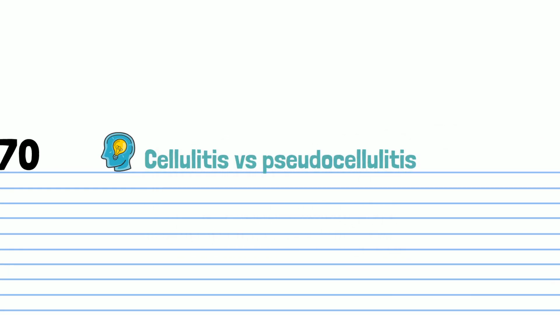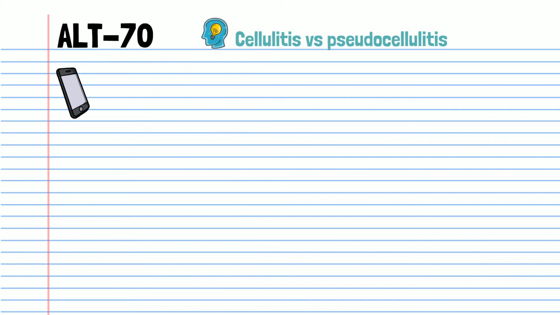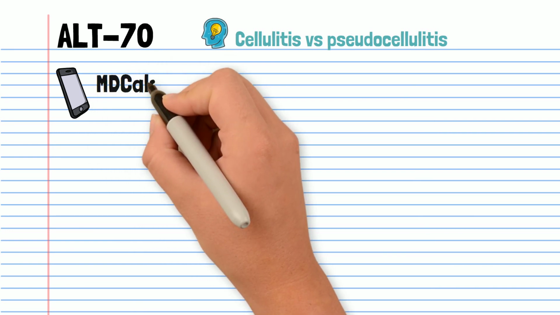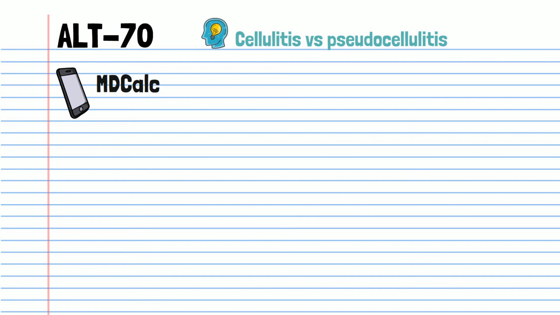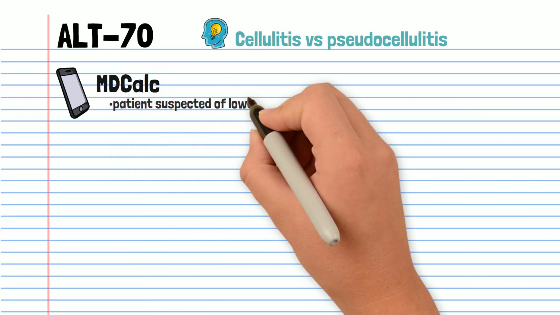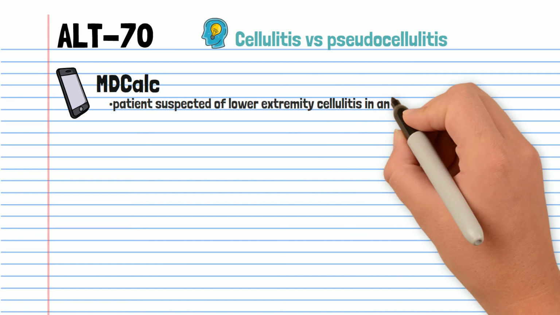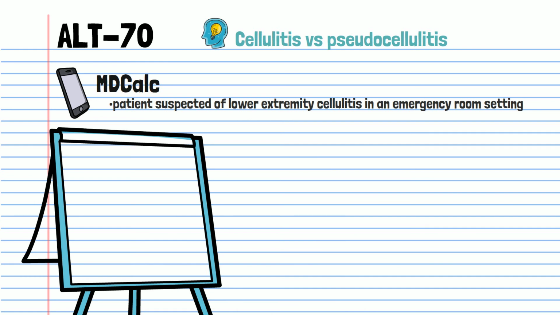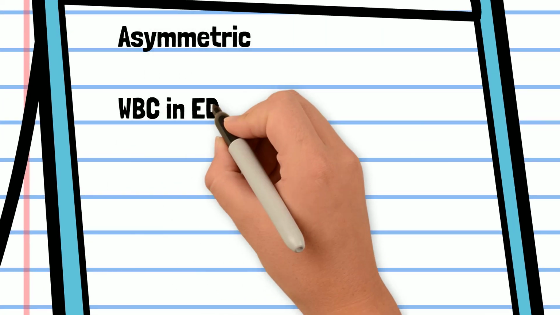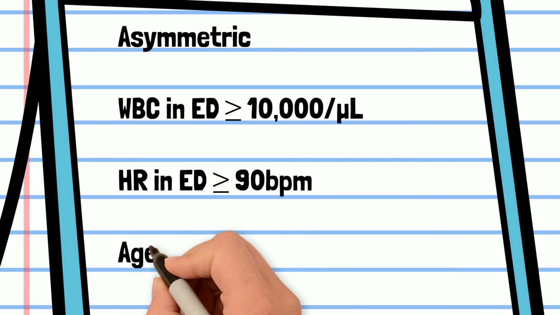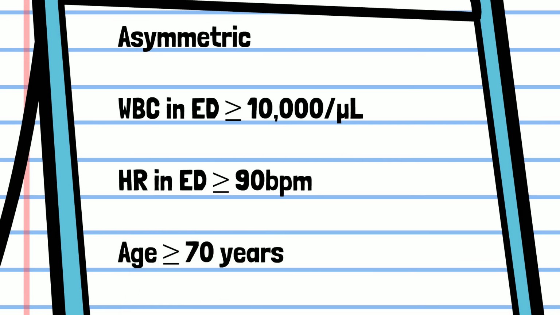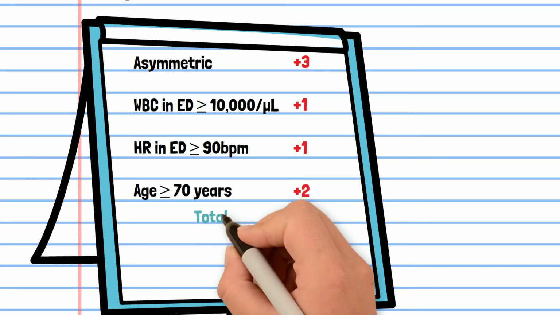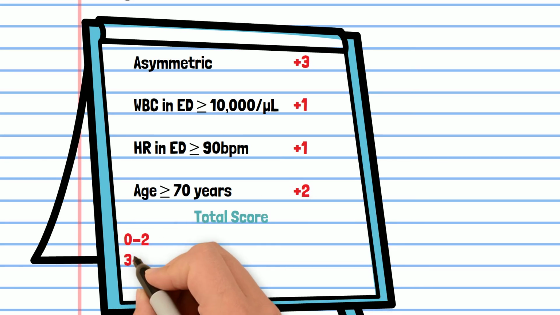The ALT-70 is an objective decision-making tool designed to differentiate cellulitis from pseudocellulitis. You can download the MD Calc app for quick and easy access to the ALT-70 tool. It is validated for use at the time of presentation for a patient suspected with lower extremity cellulitis in an emergency room setting. It is a simple scoring system which tallies points for asymmetry, leukocytosis, tachycardia, and age above 70 years old. A score of 3 to 4 indicates uncertainty and highlights the importance of considering alternative etiology.